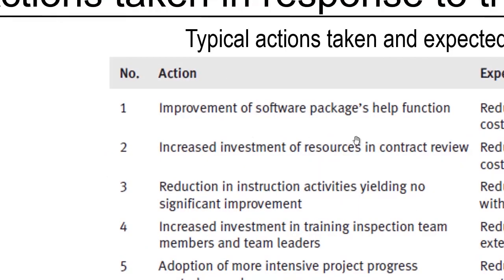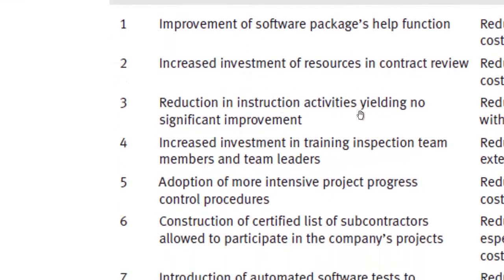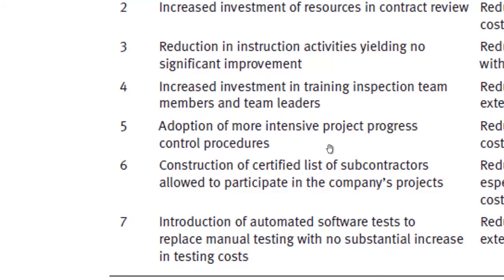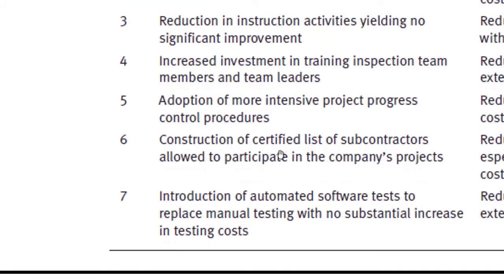Actions taken in response to the model's findings. Actions: improvement of software package's help function, increased investment of resources in contract review, reduction in instruction activities yielding no significant improvement, increased investment in training inspection team members and team leaders, adoption of more intensive project progress control procedures, construction of a certified list of subcontractors allowed to participate in the company's projects, introduction of automated software tests to replace manual testing with no substantial increase in testing costs.